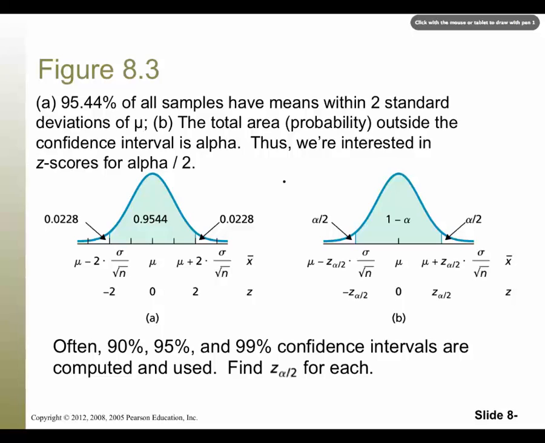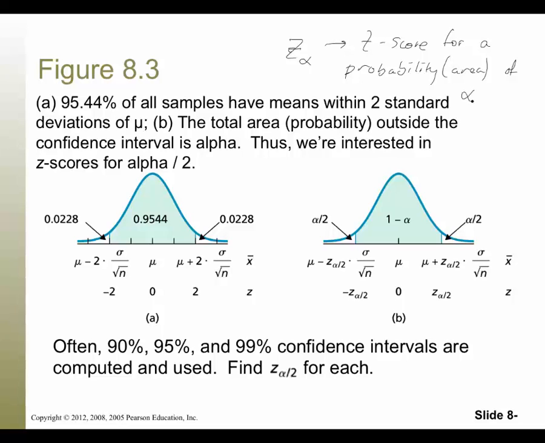Generalizing that, the total area outside of the confidence interval is alpha. So remember this notation, Z alpha, what was that? That was the Z score for a probability or area of alpha. So if I said z of 0.3, what would that mean? What Z score is that? Do you remember?